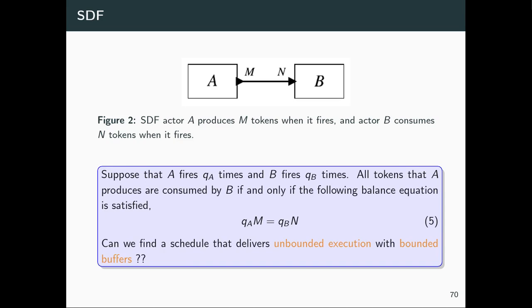The unbounded execution means that we need to have an execution that ensures that the execution is unbounded, okay, and it doesn't stop due to lack of tokens, but we should be able to manage this execution with bounded buffers.